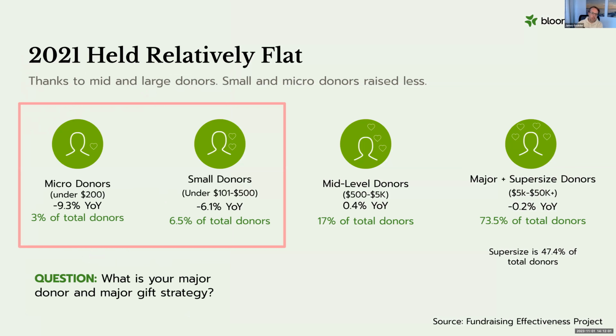So if we look at micro donors and small donors, we see pretty big drops, frankly. Again, I think that's probably attributable to not being able to hold events. So it's not too much of a surprise. We see that the number of the mid-level donors and the number of the major supersized donors stayed the same, which tracks with what we've been talking about.